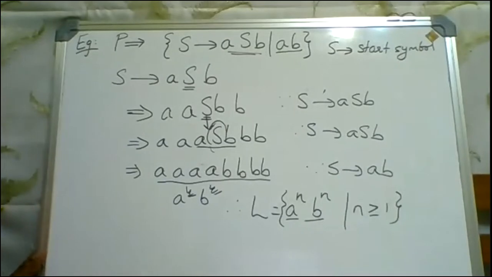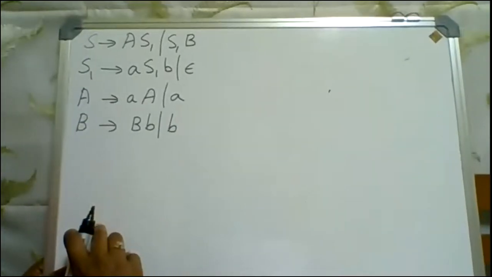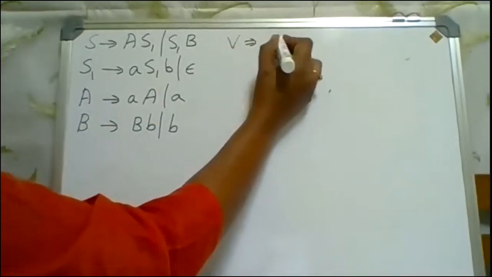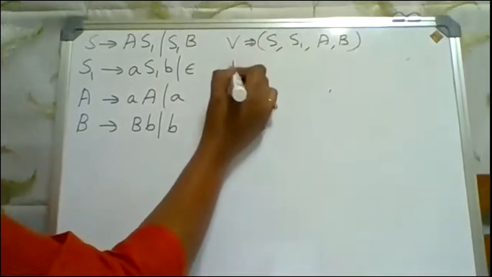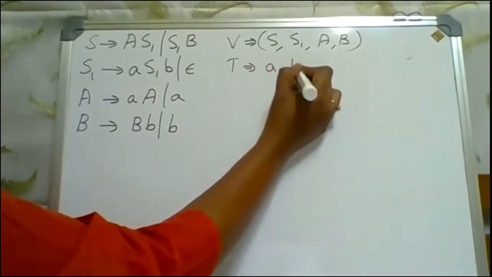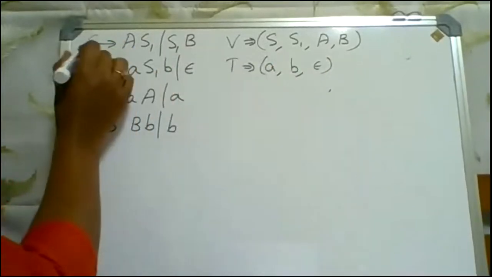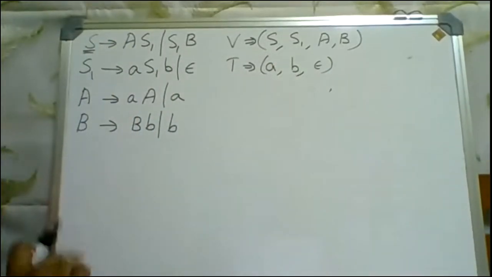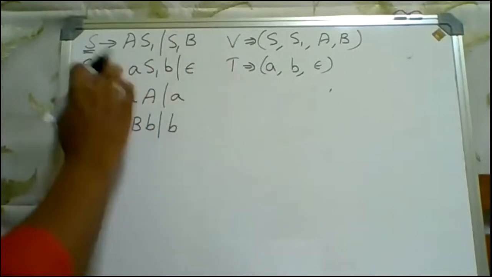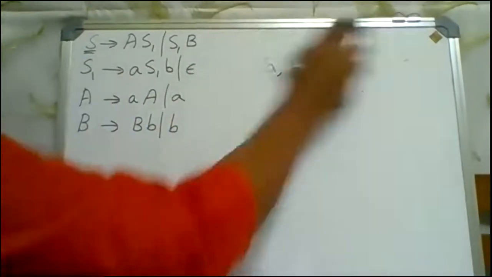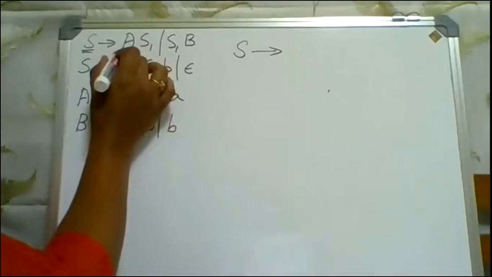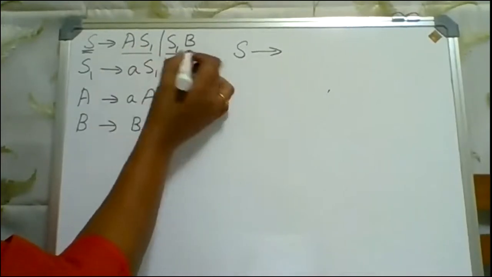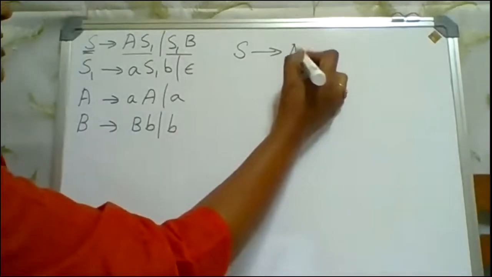Now, let us see another example to generate the language. Consider this example. Here, variables are S, S1, A and B. Terminals are A, B and epsilon. And here, S is the start symbol. Always the derivation should start from the start symbol. So let us begin. Initially, I'll take S deriving. We can choose any of the productions, either AS1 or S1B. So let me choose AS1.